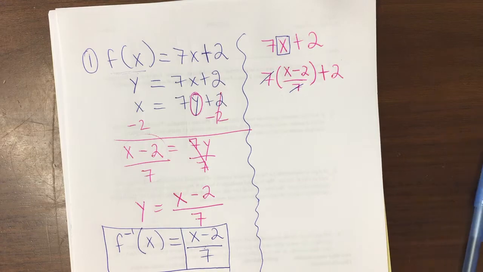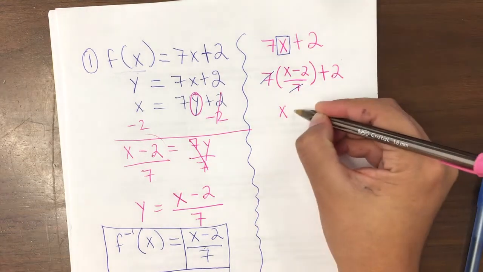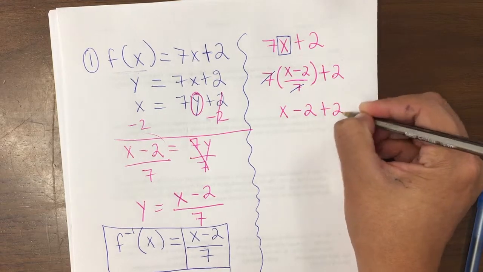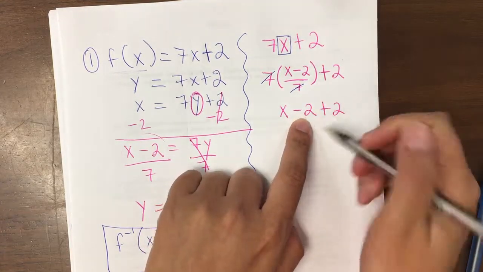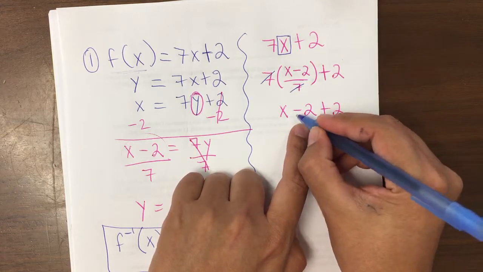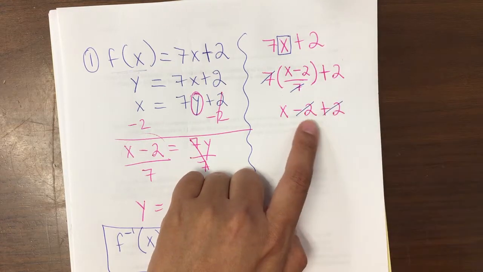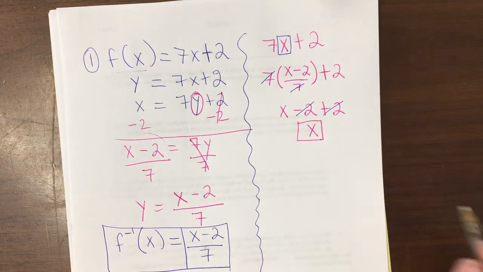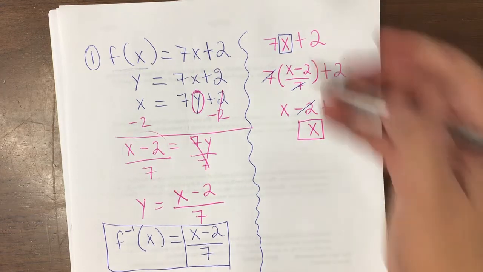And so you have x minus 2, you don't have the 7 anymore, and plus 2. Now that it's outside of the parentheses and it's not being divided by anything, you can cancel negative 2 with positive 2 because that's the inverse property of addition, and so you end up with x. Okay?